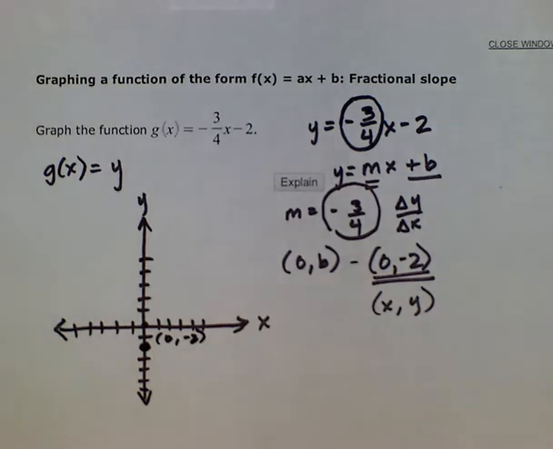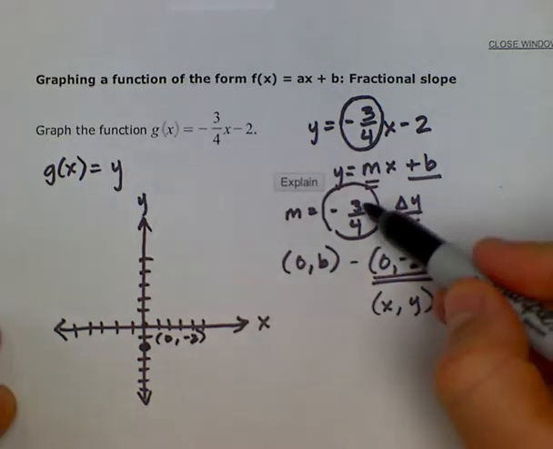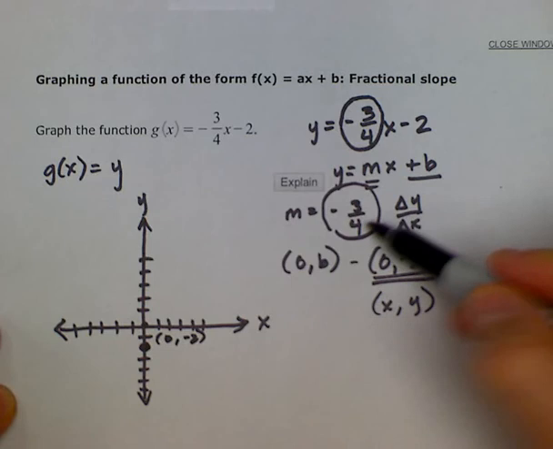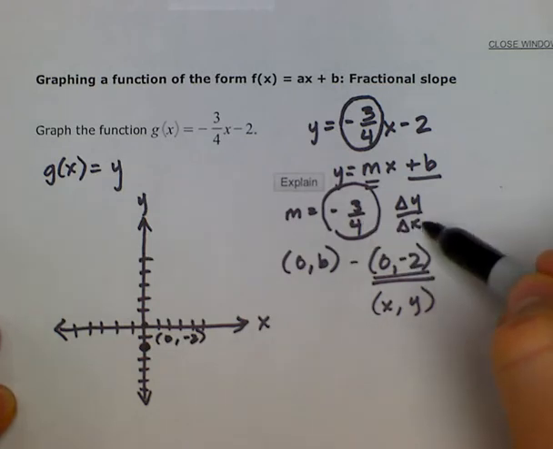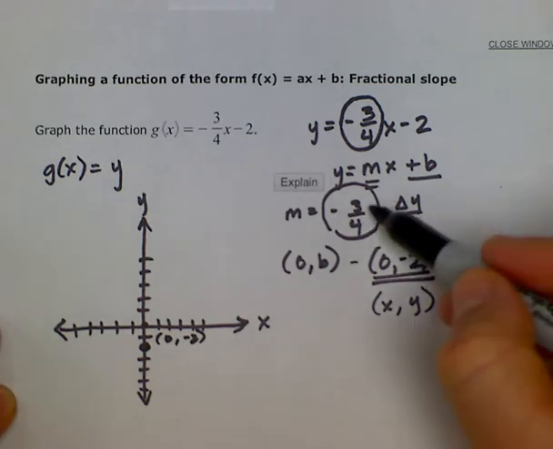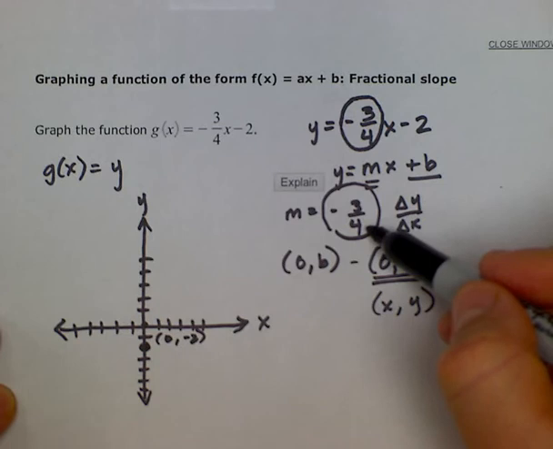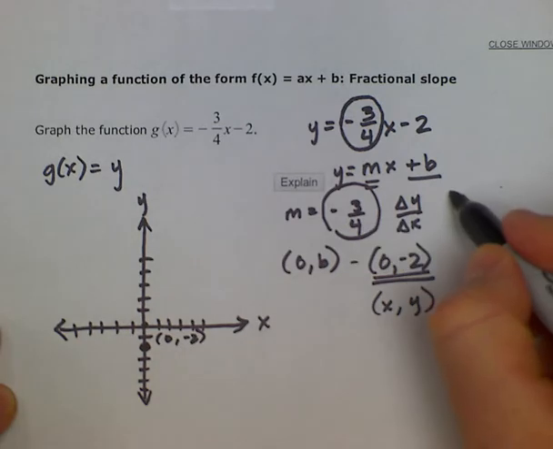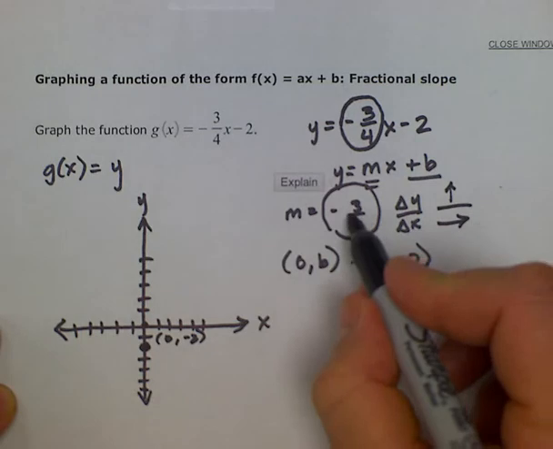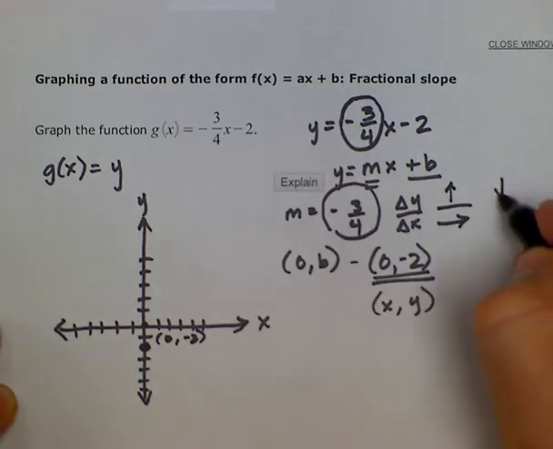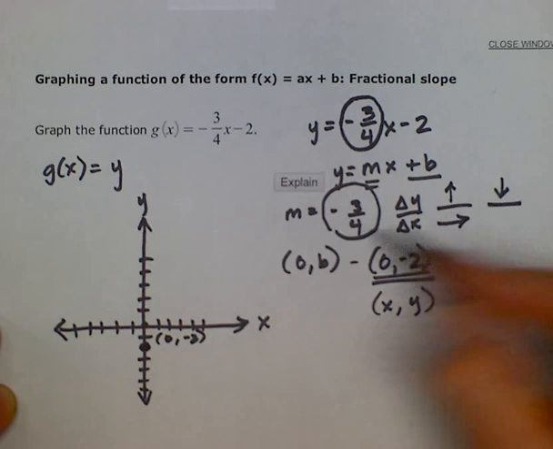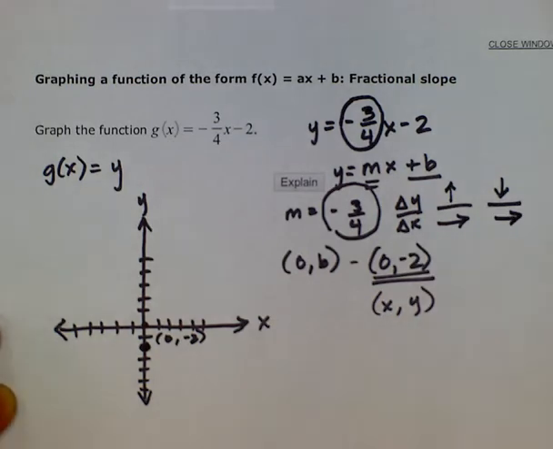Then we would use our slope, negative 3 over 4, which is our change in y over change in x. So this says we go down, or in the negative vertical direction 3, and then the positive horizontal direction. So it's our rise over run. In this case, it's a negative 3, so we would go down, and then positive to the right.